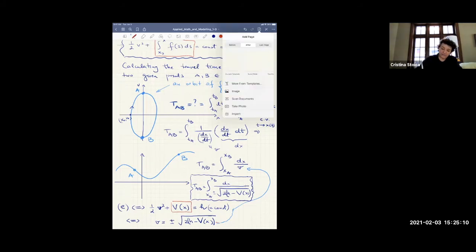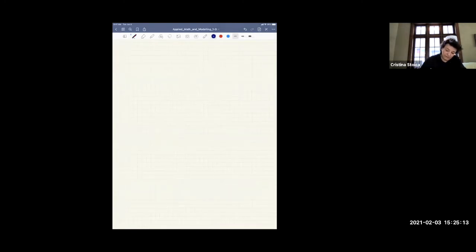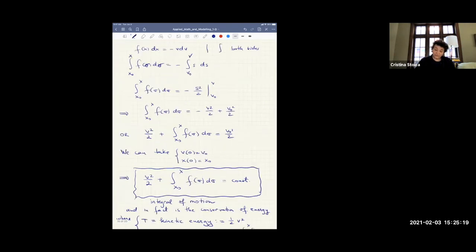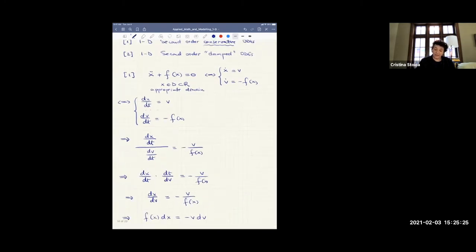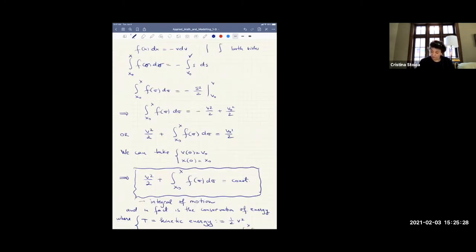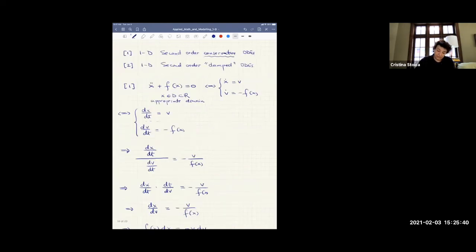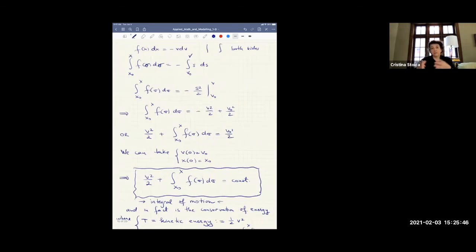The second item is again related to this 1D conservative system. Why do I call them 1D conservative systems? It's because they conserve energy. So we get this integral of motion, which is in fact the conservation of energy. For the physically relevant systems modeled by this type of ODEs, the integral of motion that we get, doing the mumbo jumbo with calculus, is in fact the conservation of energy. That's where it's coming from.